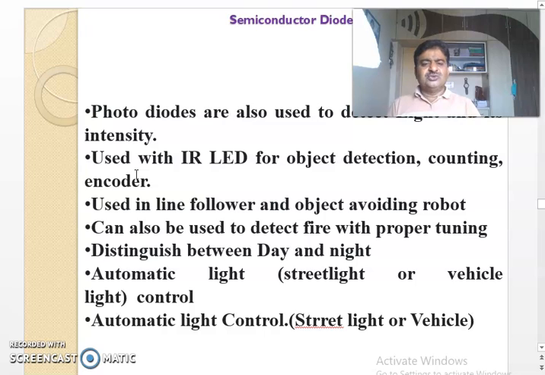It can also be used to detect fire with proper tuning. It is also used to distinguish between day and night. Automatic light control, that is street light or vehicle light, can be automatic. In such a control system, photodiodes are very applicable.